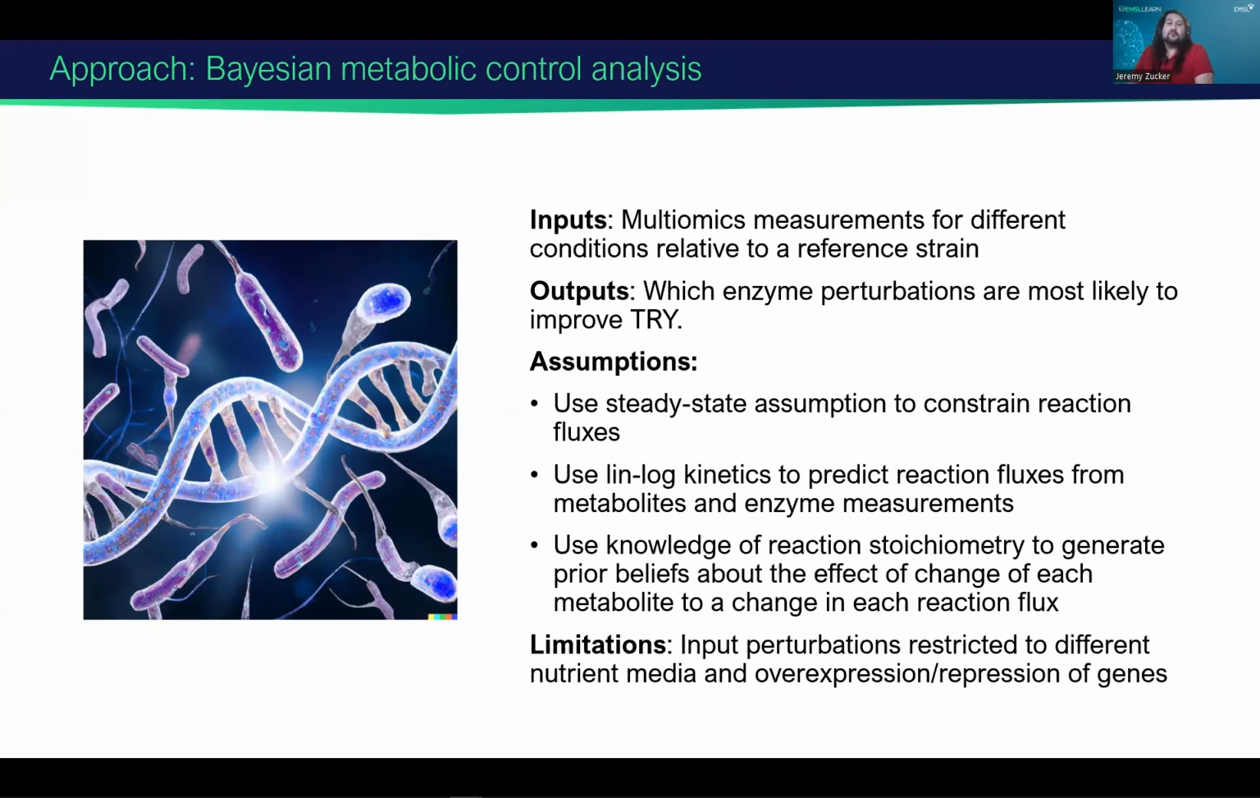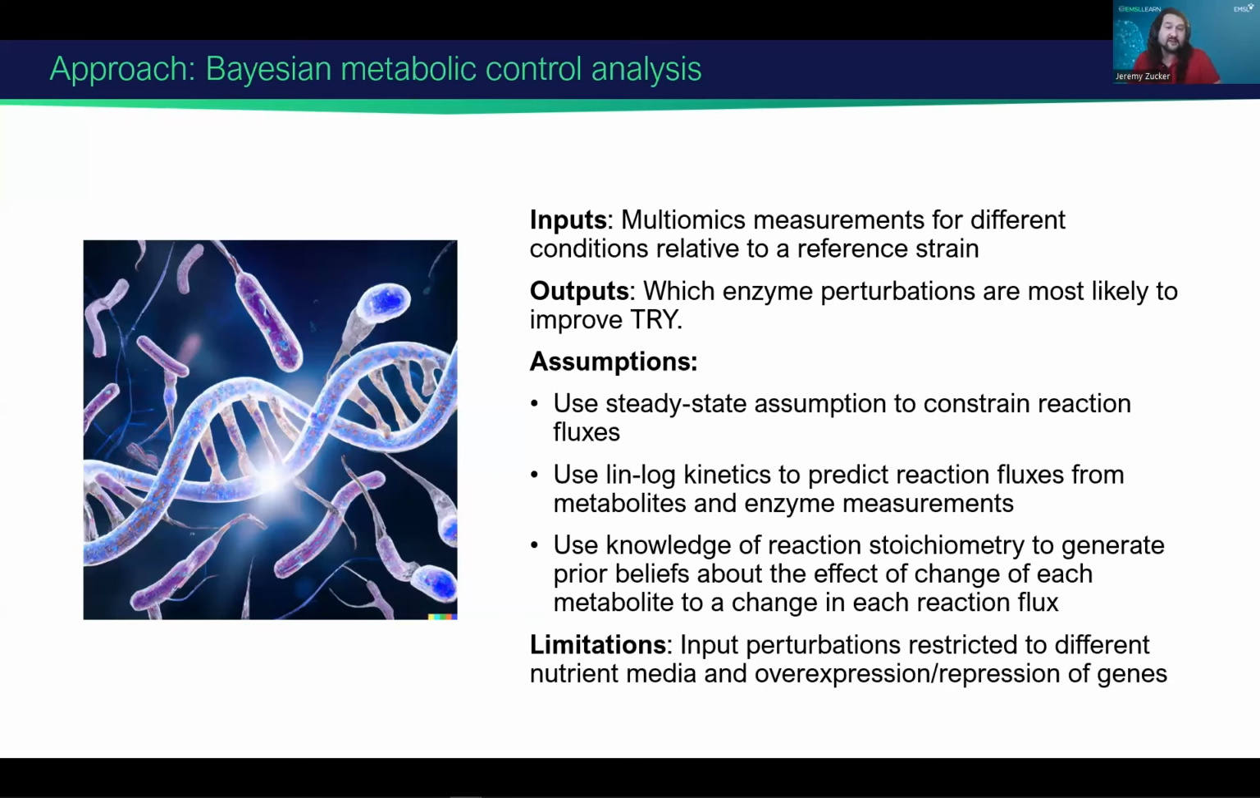Like I said, the inputs for this are multi-omics measurements for different conditions relative to a reference strain. So the idea is that you would have multiple strains available, and there's one of those strains that grows the fastest or that produces the product the most, and you want to use all the other slower growing strains. You're basically going to compare the multi-omics measurements of each of those strains against the fastest growing strain. And that will give us the clues that we need in order to answer the question.